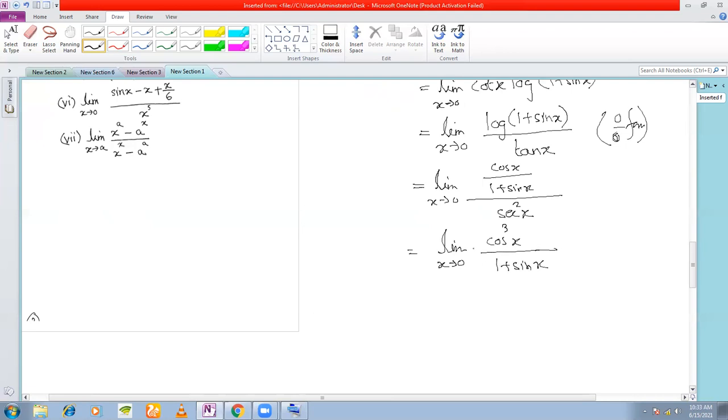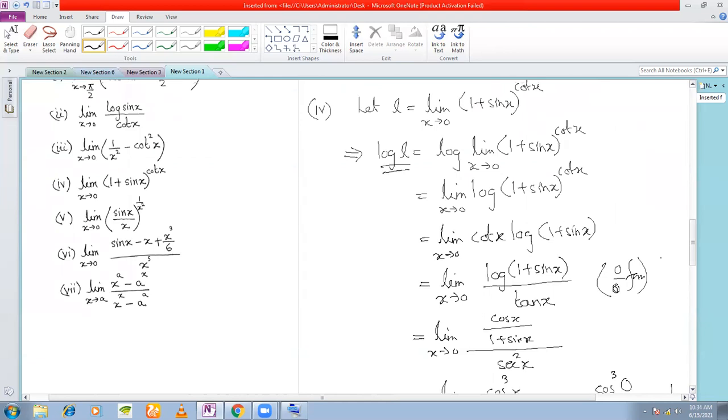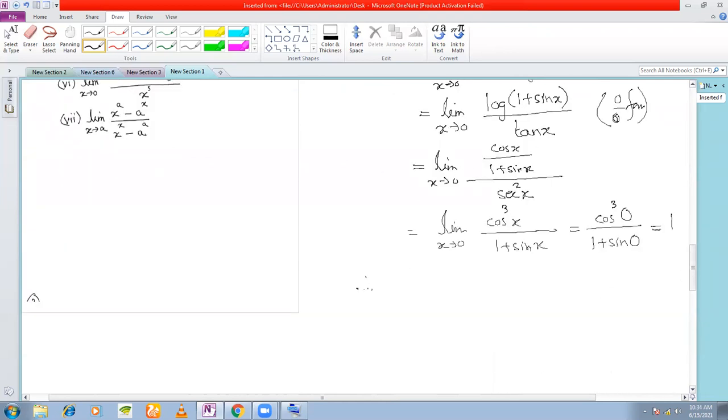Okay. Now if you see, this is what form? This is a determinate form, right? So what you do is you put cos cube 0 divided by 1 plus sine 0, which is equal to simply 1. So what are you getting? You're getting log L is equal to 1.